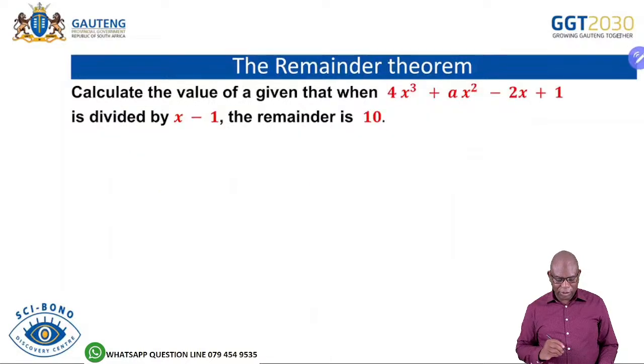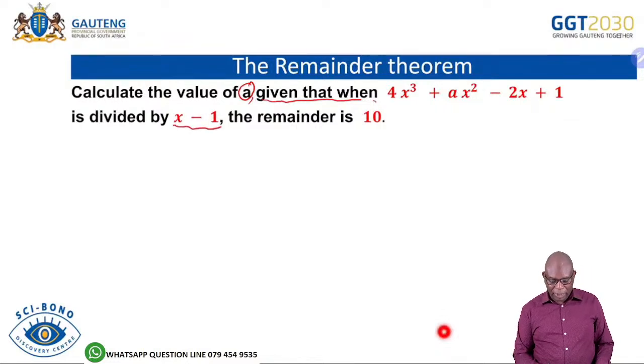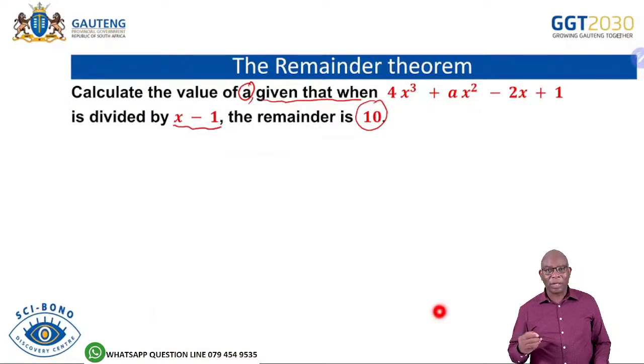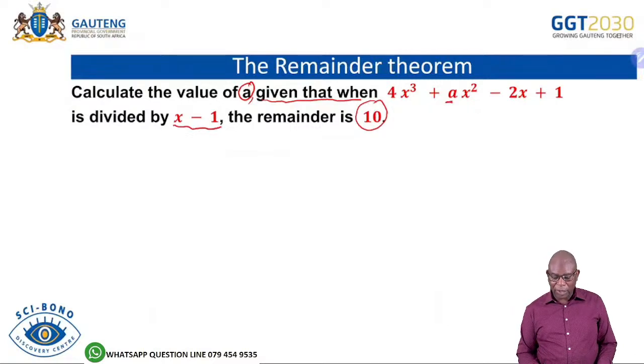An interesting question here. In this case, we need to calculate the value of a, given that the polynomial is divided by x minus 1 and the remainder is given. So the remainder is given, and we need to calculate the value of a here. Tricky question, but I don't think it is very difficult.